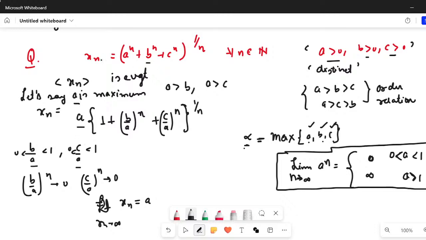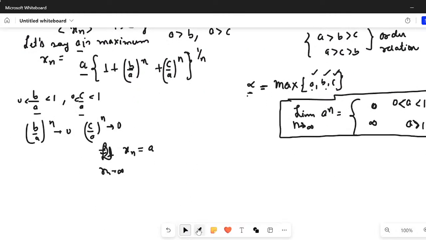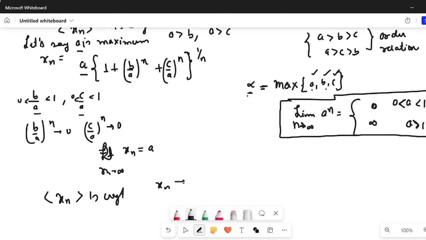If b is the maximum, take b common out, and if c is the maximum, then take c common out. So what does it imply? It implies that my xn is convergent, and it converges to alpha, where alpha is nothing but the maximum of a, b, c.